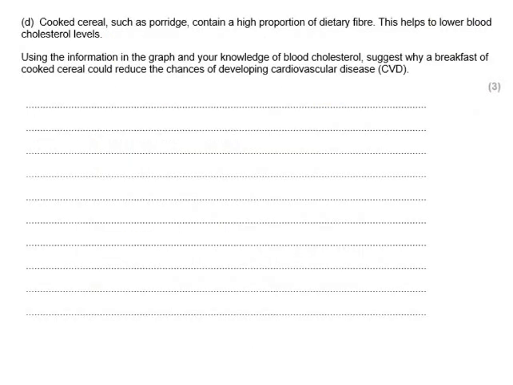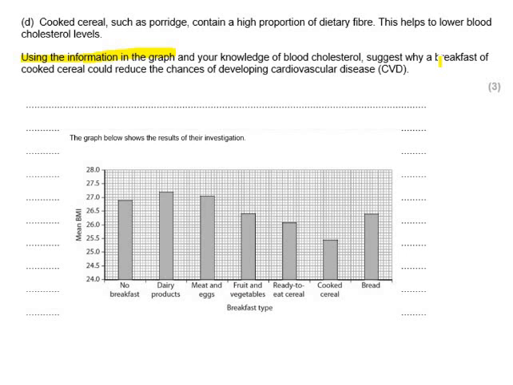In the next question, cooked cereal such as porridge contain a high proportion of dietary fiber. This helps to lower blood cholesterol levels. Using the information in the graph, again, marks available for this, and your knowledge of blood cholesterol, suggest why a breakfast of cooked cereal could reduce the chances of developing cardiovascular disease. And these are things like strokes, atheromas, coronary heart disease. So again, we're going to use information from the graph. We're going to look at the cooked cereal.